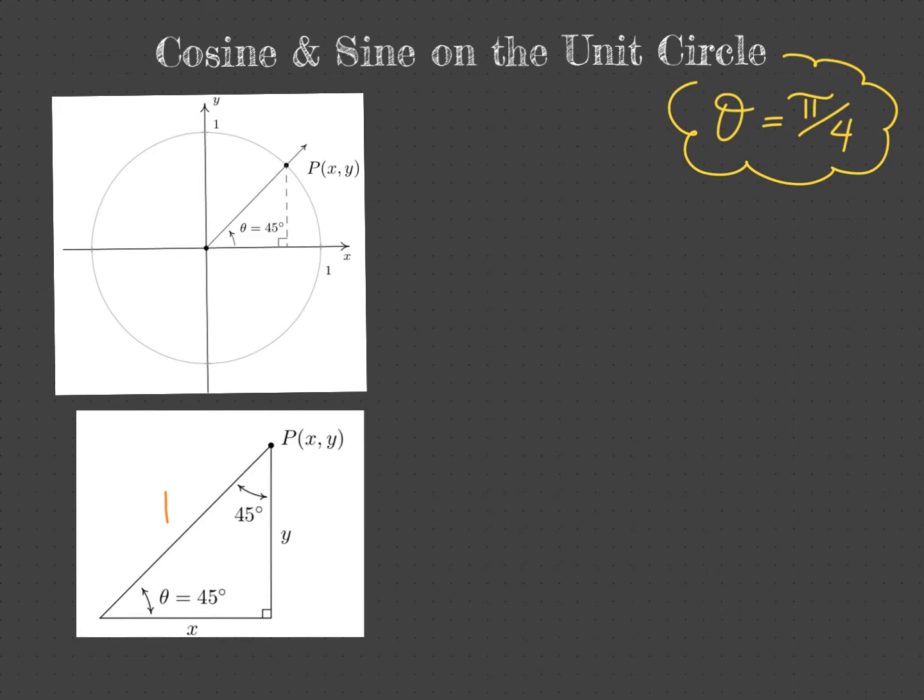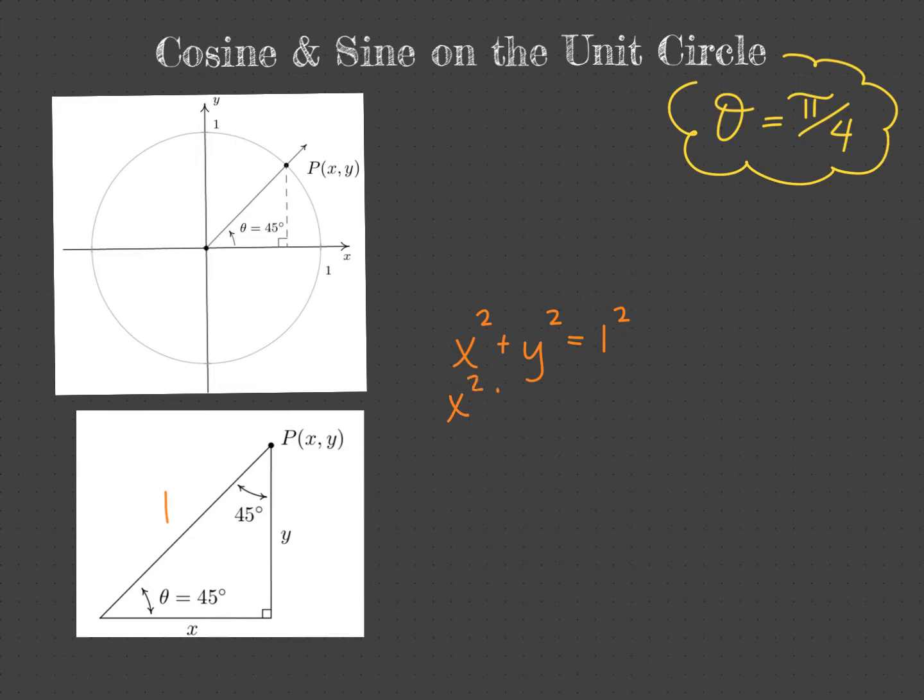The Pythagorean theorem is a squared plus b squared equals c squared, where a and b are the lengths of the legs and c is the length of the hypotenuse. In this case, x and y are our legs, so we can write out that x squared plus y squared equals 1 squared. Now, because it's an isosceles triangle, we know that x and y are the same length, so I'm going to call them both x.